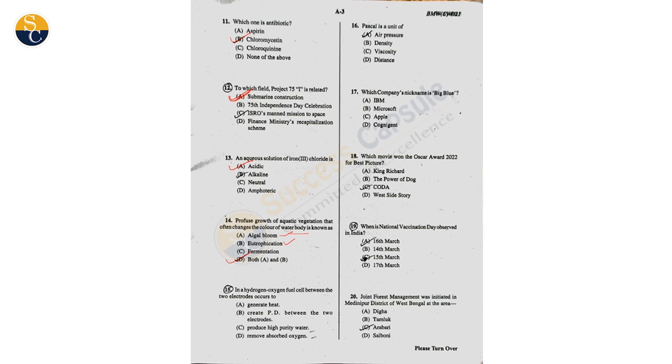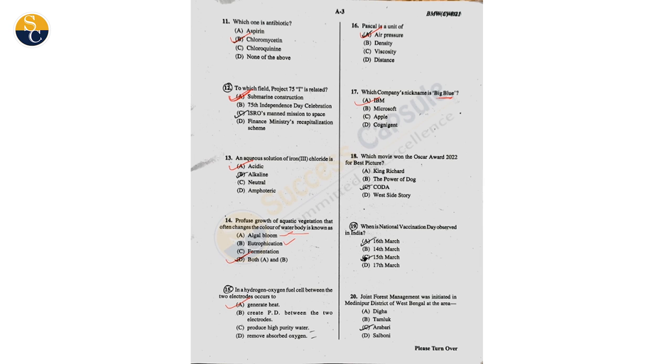Next, in a hydrogen oxygen fuel cell, reactions between two electrodes occur to, answer here is A, generate heat. In a hydrogen oxygen fuel cell, the oxygen is reduced at the cathode and hydrogen is oxidized at the anode. Adding these two reactions leads to combustion reaction of hydrogen which generates tremendous heat. So A is the correct answer. Next, Pascal is a unit of pressure or stress. So A is the correct answer, air pressure. Next, which company's nickname is Big Blue? IBM is known as Big Blue. So A is the correct answer.